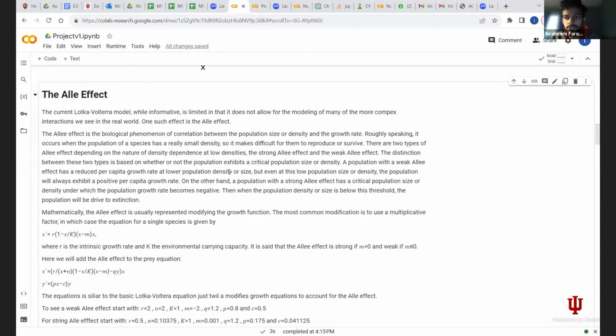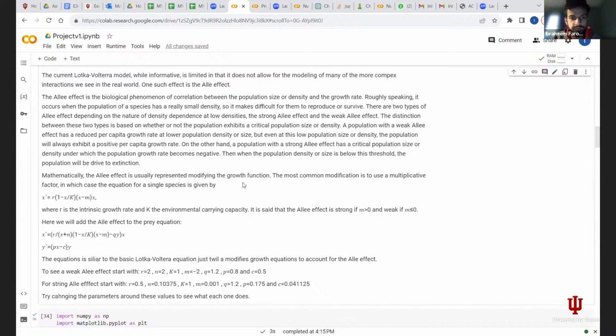So this can take effect in 2 ways. There are 2 types of Allee effects. One is called the strong Allee effect, and one is called the weak Allee effect. The weak Allee effect basically says that if the population density is below a certain threshold, the growth rate is lower. It's still positive, but it's lower than normal. The strong Allee effect says that if the population density is below a certain threshold, the growth rate is actually negative. So there's a decay, and eventually the species will go into extinction.